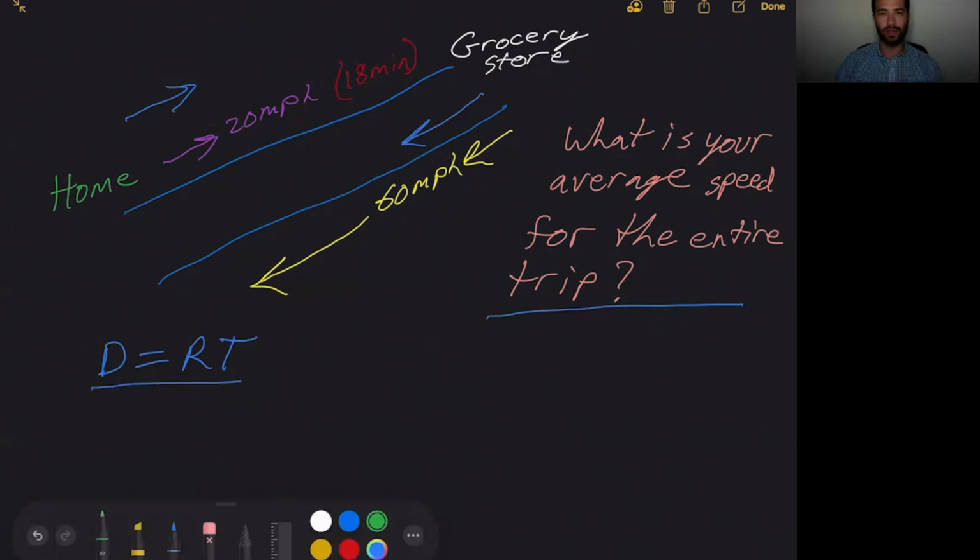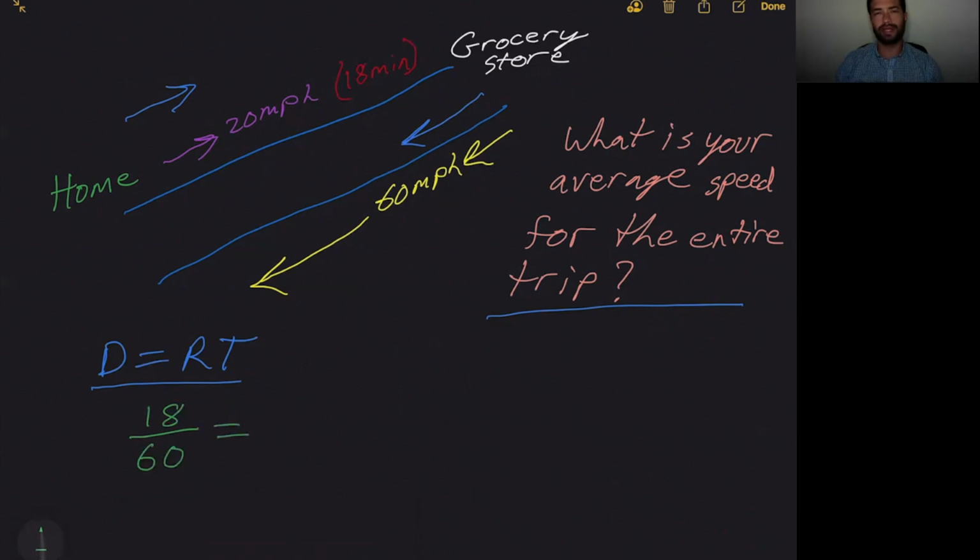But here's the thing also, the units have to be the same. We have 20 miles per hour and we have 18 minutes. So what we need to do is take that 18 minutes and turn it into hours. Well, how many minutes are in 1 hour? That's 60. So we do 18 over 60. And we're going to reduce that fraction.